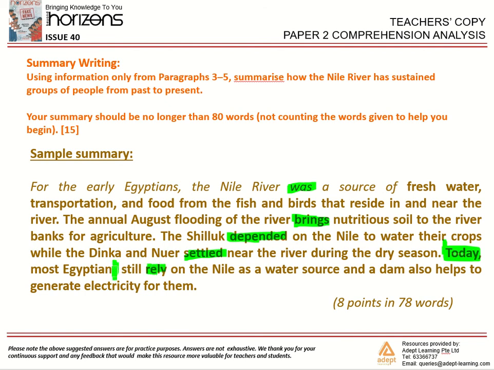Because it's a plural subject, plural verb. Plural subject, plural verb. As a water source, and a dam also helps. Why is it "helps"? Because it's talking about the dam. To generate: after "to", what do you need to have? The base form. So this is the summary for the Nile River. I hope that this helps you to be more confident on how to apply your comprehension skills.